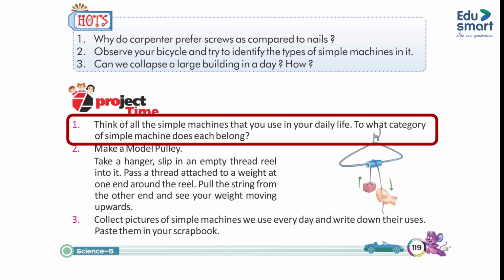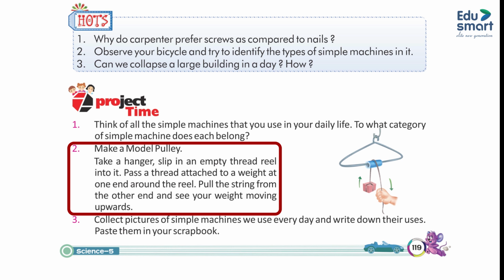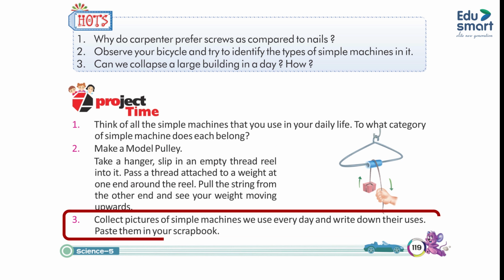To what category of simple machine does each belong? 2. Make a model pulley. Take a hanger slip in an empty thread reel. Into it, pass a thread attached to a weight at one end around the reel. Pull the string from the other end and see your weight moving upwards. 3. Collect pictures of simple machines we use every day and write down their uses. Paste them in your scrapbook.